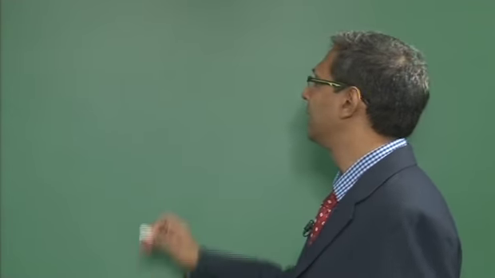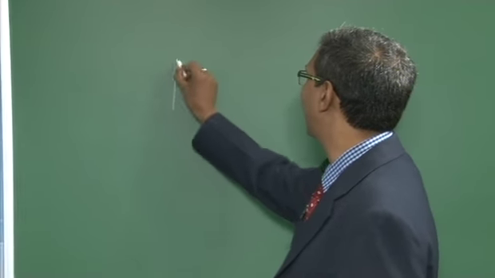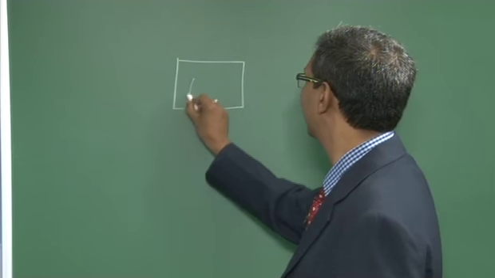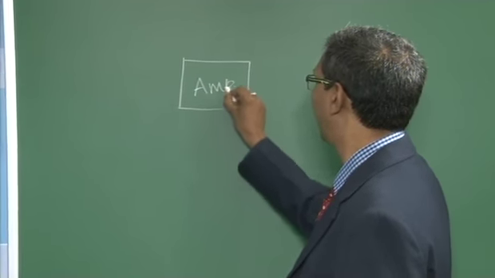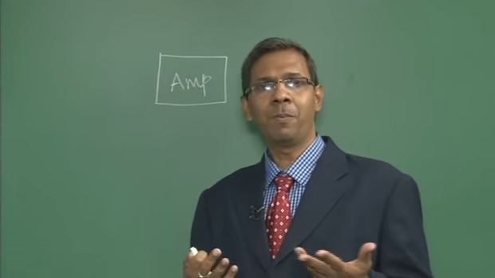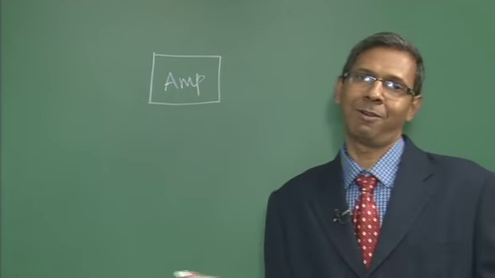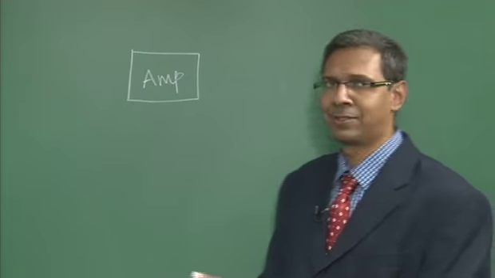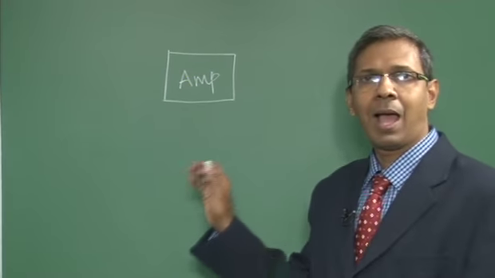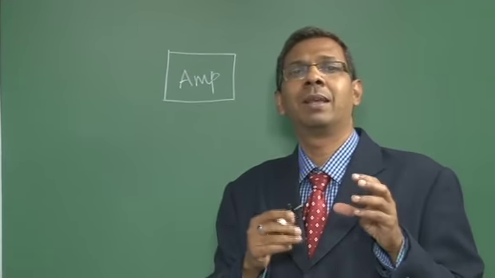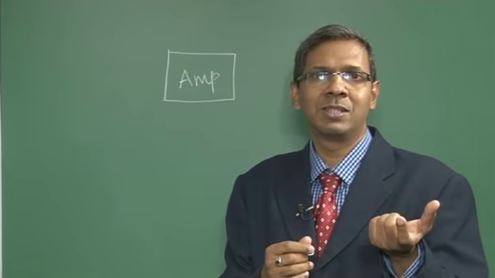Now the primary application for any active device is what we call amplifiers, right? So let us say this is an amplifier. What does an amplifier do? Amplifier is supposed to amplify, right? No, that would be a silly answer. So essentially amplifiers are used to amplify the small signal. Now what is a small signal?